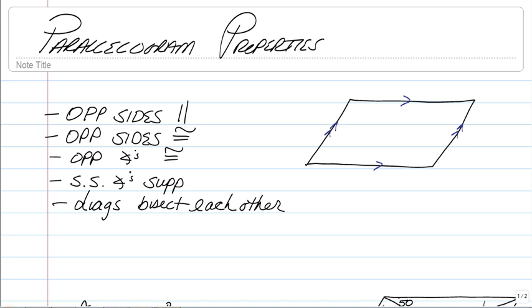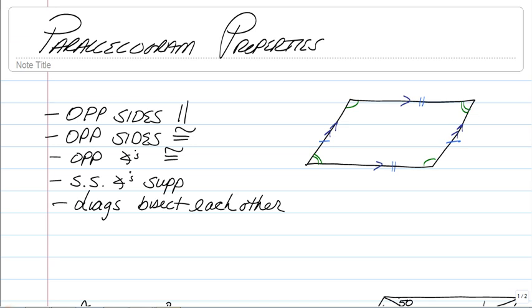Another thing is that the opposite sides of a parallelogram will always be congruent. So the top will be the same length as the bottom, and the left will be the same length as the right. Okay? Opposite angles are congruent. So the top left angle will be congruent to the bottom right angle, and the bottom left angle will be congruent to the top right angle. So the opposite angles are going to be congruent.